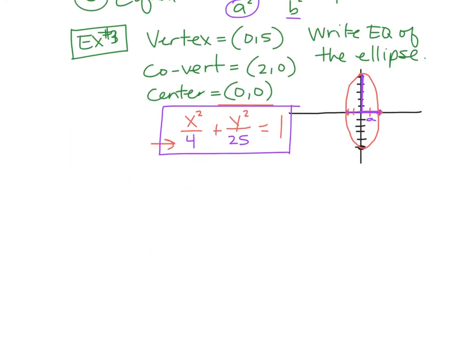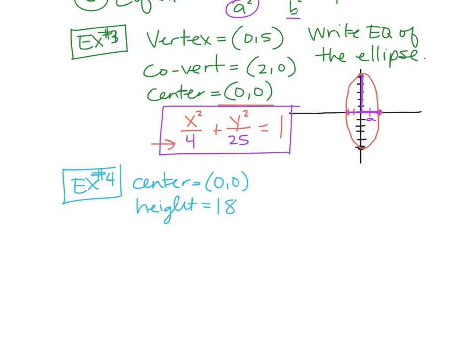Okay. Example 4. Let's say they tell you you have a center at (0, 0), a height of 18, and a length of 12. Okay, now here's what you need to think. When they're talking about the height, 18 is bigger, so this is your major axis is what they're looking for. And your length would be your minor axis length.